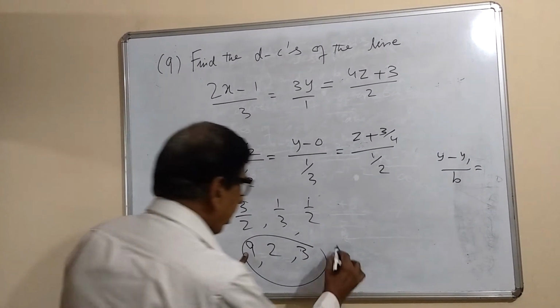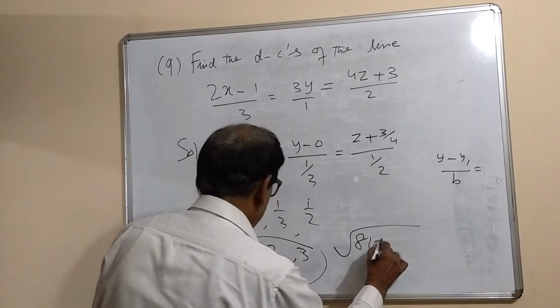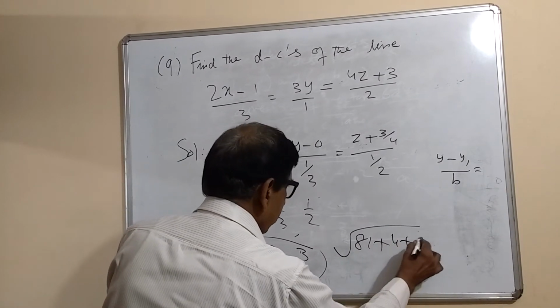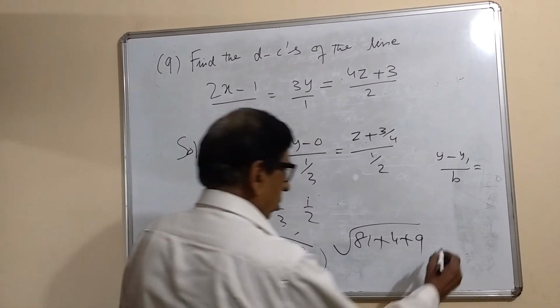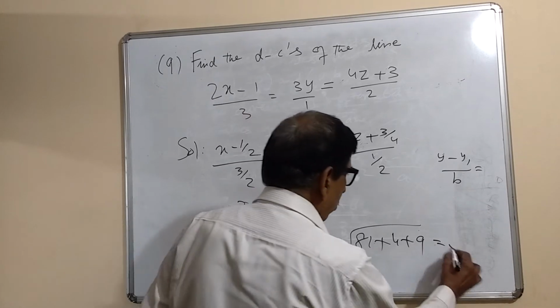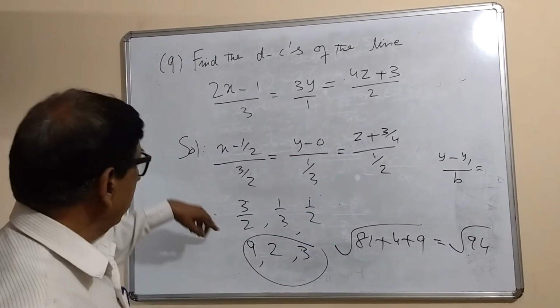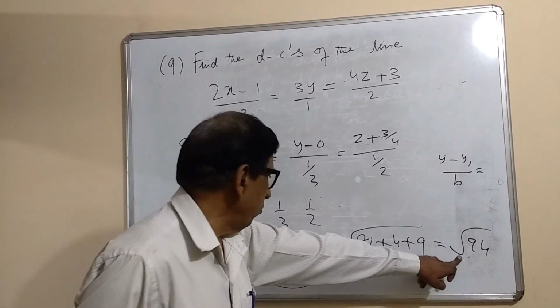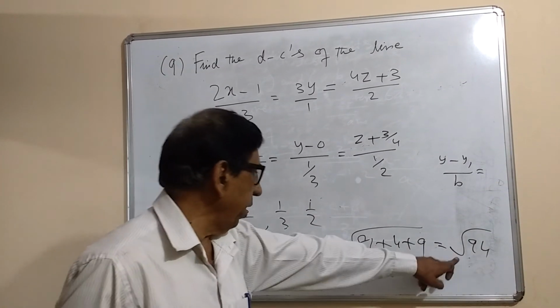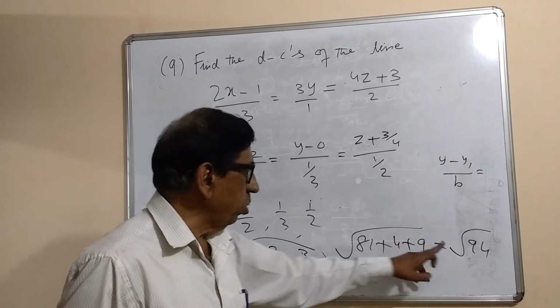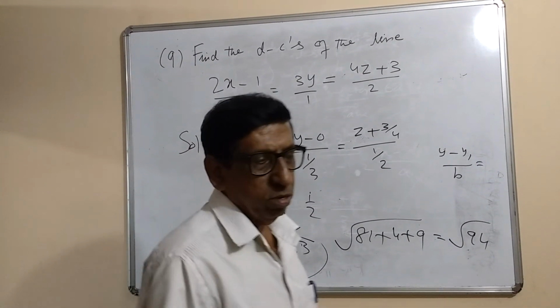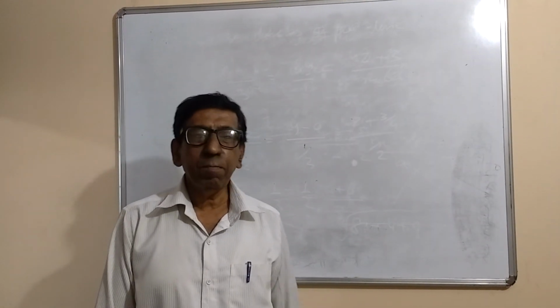Under root a square plus b square plus c square, 94. So what are direction cosines? 9 upon root 94, comma 2 upon root 94, comma 3 upon root 94. This is the answer. This completes part 3 of the chapter.